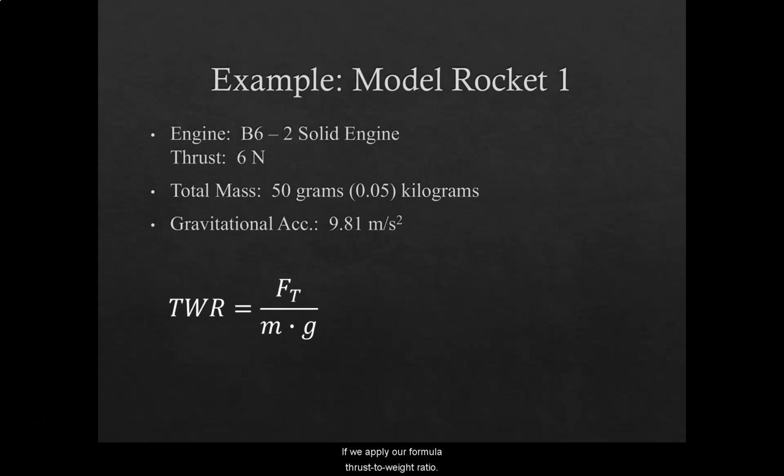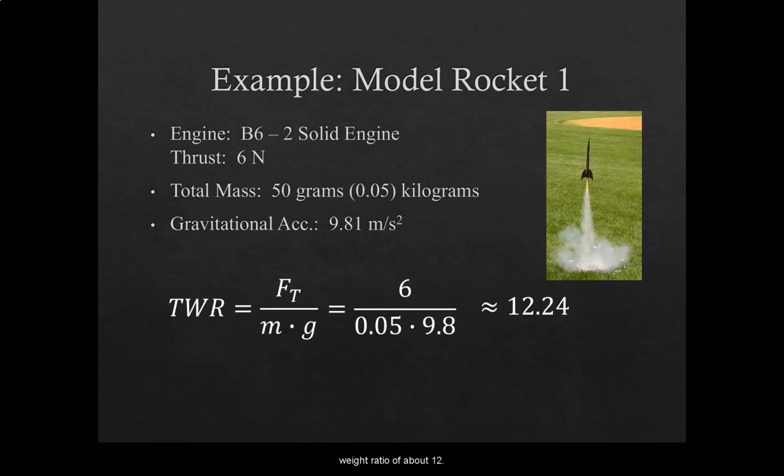So if we apply our formula for the thrust to weight ratio, the numerator is 6 for 6 newtons. The denominator is 0.05 kilograms times 9.81 meters per second squared for little g. When you plug those numbers in, you'll get a thrust to weight ratio of about 12, which is why a model rocket very typically takes off rather rapidly upon the ignition of the rocket engine. It has a very high thrust to weight ratio.